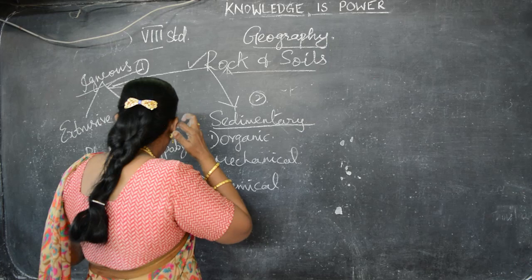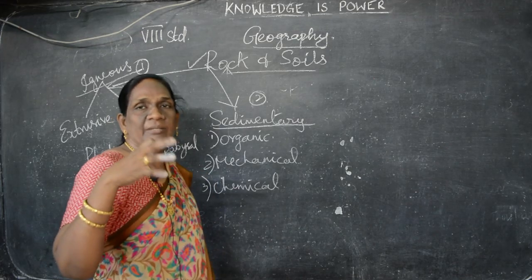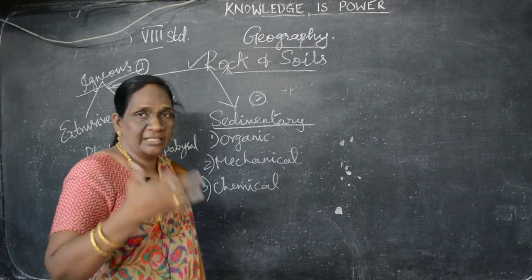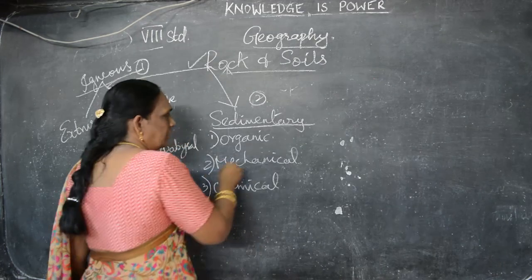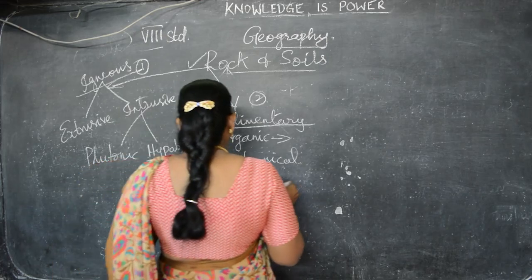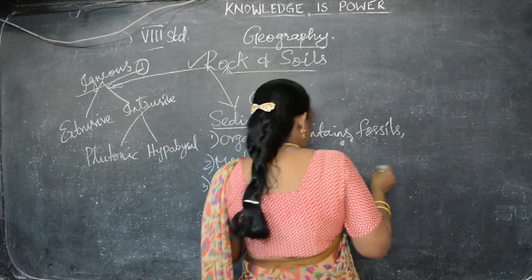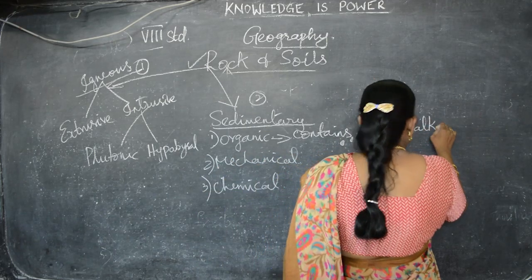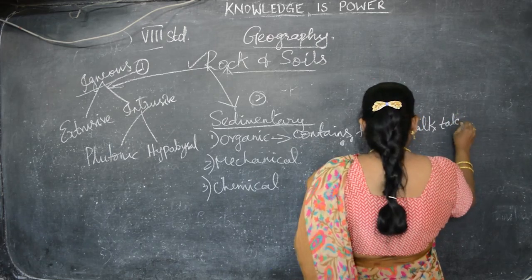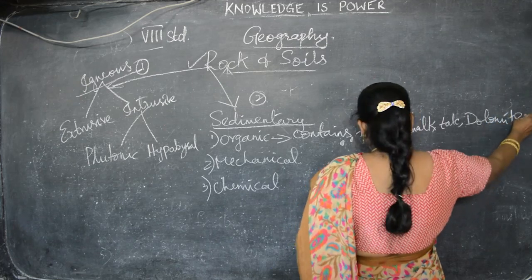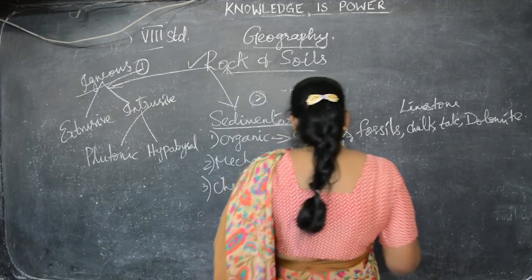In the organic sedimentary rocks, it contains fossils, the decayed materials. I told you, no, trees, plants, animals that decayed. Sediments formed like that are organic sedimentary rocks. They contain fossils. Examples: chalk, talc, dolomite, then limestone. They are examples of organic sedimentary rock.